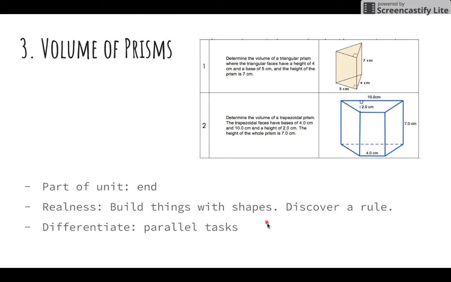What makes this task feel real to me is that students are not only building with manipulatives, but also working on discovering a rule using the structure of prisms. And as I said, this was differentiated by thinking about parallel tasks, that some kids worked on the triangle and some kids worked on the trapezoid. There were also many other pieces within this that scaffolded the work for students in various ways.